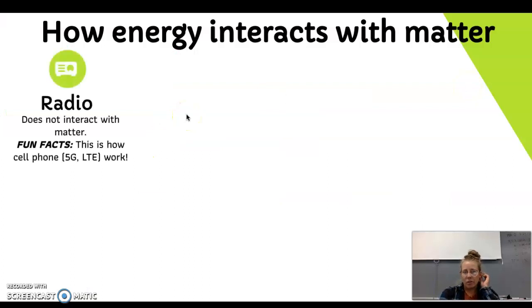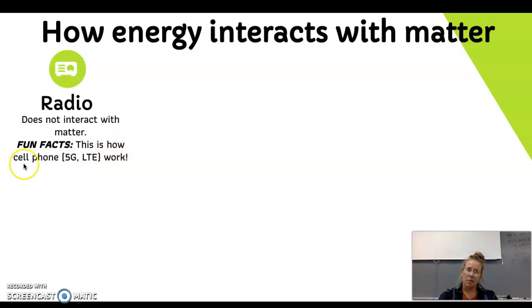Radio waves are the first ones. We'll start big and we're going to get small. So the radio waves are so big that they don't even interact with matter. You could be getting hit with radio waves and they're just going to bounce off you, nothing's going to happen, because they're really large. A lot of times they're missing you.